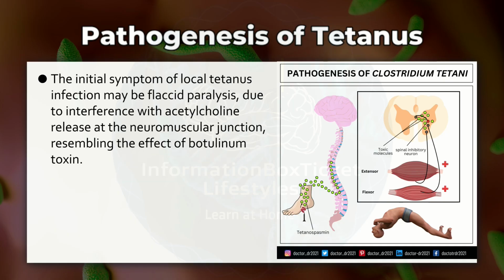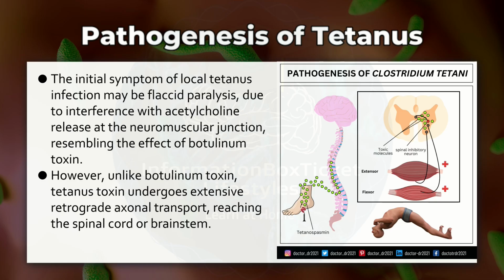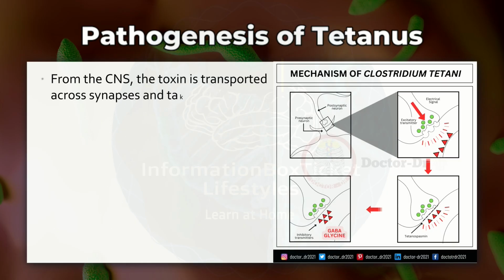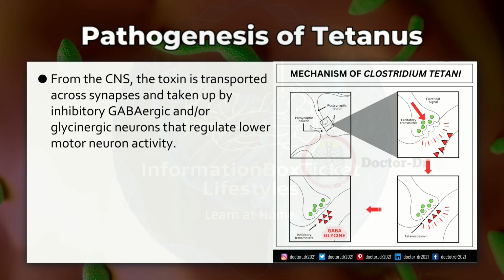The initial symptom of local tetanus infection may be flaccid paralysis due to interference with acetylcholine release at the neuromuscular junction, resembling the effect of botulinum toxin. However, unlike botulinum toxin, tetanus toxin undergoes extensive retrograde axonal transport, reaching the spinal cord or brainstem. From the central nervous system, the toxin is transported across synapses and taken up by inhibitory GABAergic and/or glycinergic neurons that regulate lower motor neuron activity.